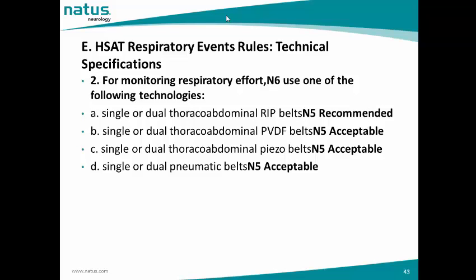Single or dual thoracoabdominal RIP belts, this is recommended. Single or dual thoracoabdominal PVDF belts, this is acceptable. Single or dual thoracoabdominal piezo belts is acceptable, and single or dual pneumatic belts are also acceptable.